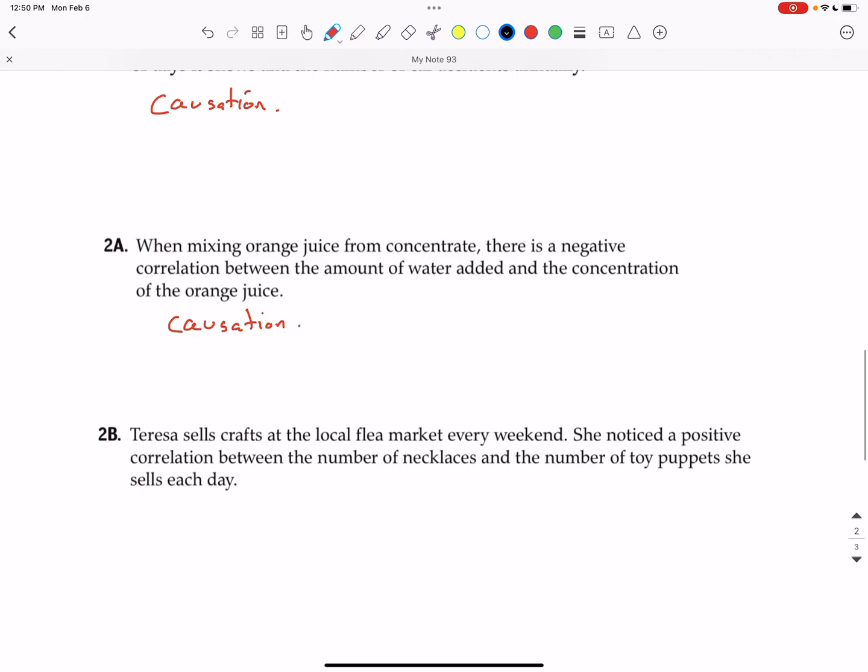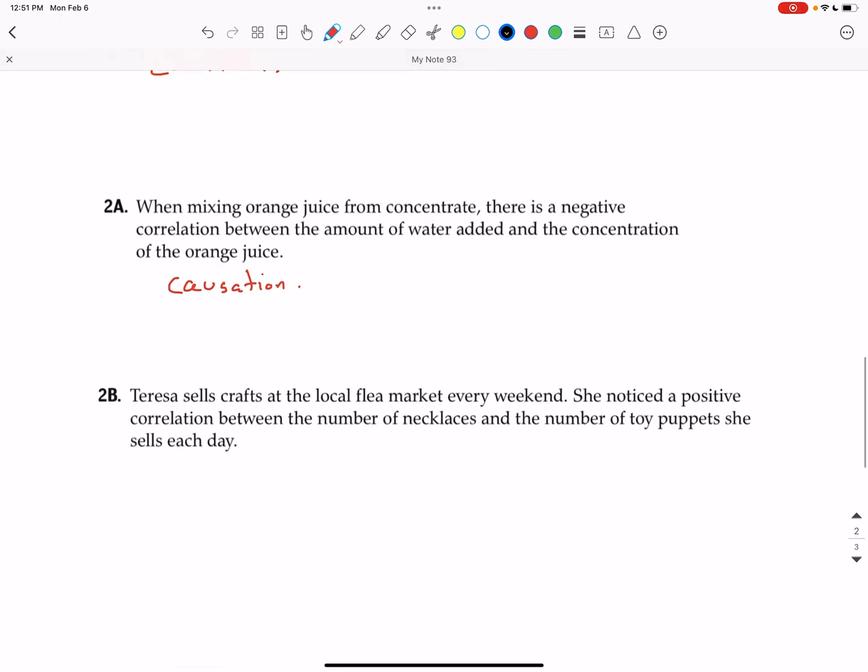Then 2B, Teresa sells crafts at a local flea market every weekend. She noticed a positive correlation between the number of necklaces and the number of toy puppets she sells each day. So this is definitely a correlation, but is it a causation? Does it mean that because she sells more necklaces, she sells more toy puppets? Is selling more necklaces directly related to selling toy puppets? This is correlation, definitely, but it is not causation.